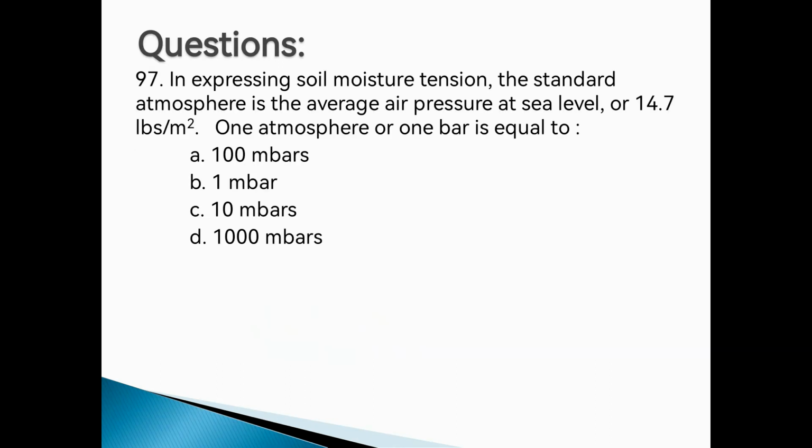Available water. 97. In expressing soil moisture tension, the standard atmosphere is the average air pressure at sea level, or 14.7 pounds per square meter. 1 atmosphere or 1 bar is equal to A. 100 millibars, B. 1 millibar, C. 10 millibars, D. 1000 millibars. The correct answer is D.